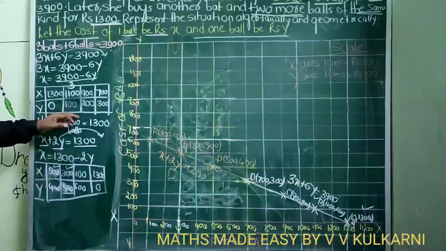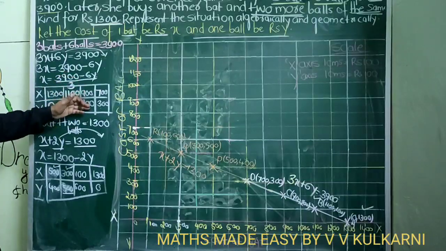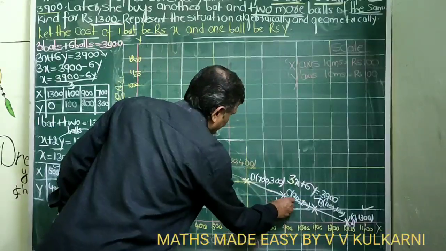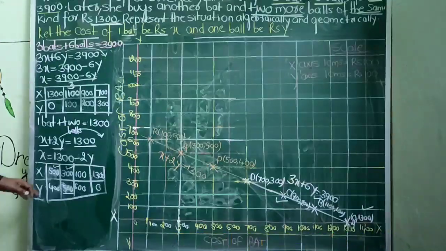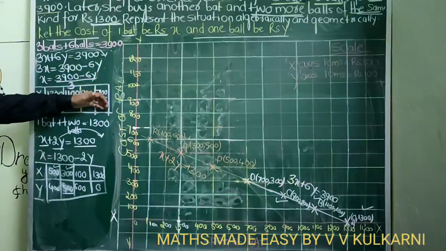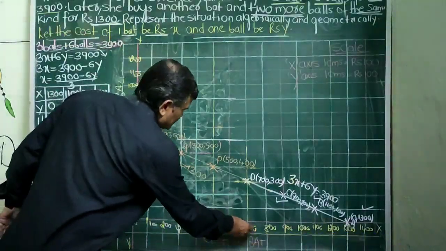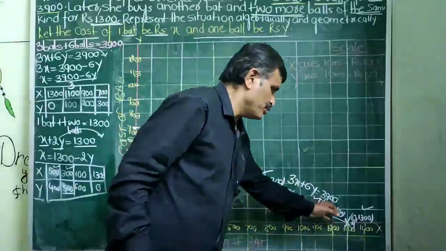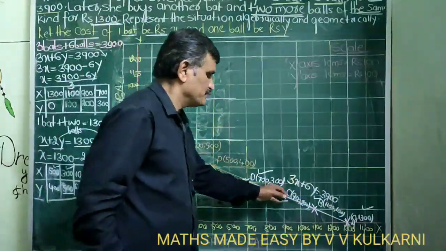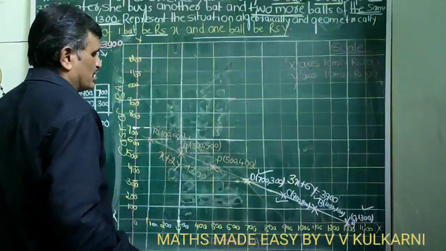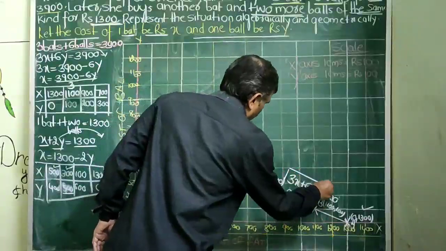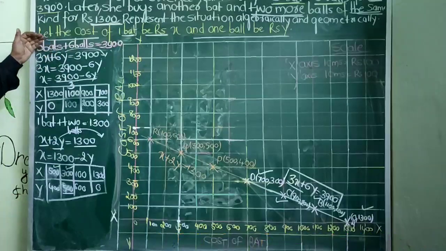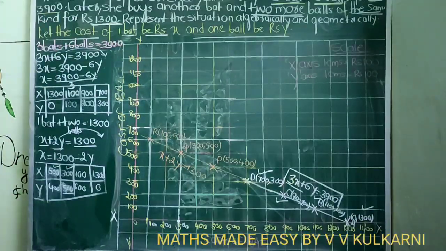Now, third point says, when X is 900, Y is 200. You can see here, when X is 900, Y is 200. So third point also I got it. Then again, when X is 700, Y is 300. So when X is 700, Y is 300. So dear children, I have plotted all the points on the graph and the graph has been joined. And after joining the graph, this equation we have to write because it is the graph of the equation 3x plus 6y is equal to 3900.